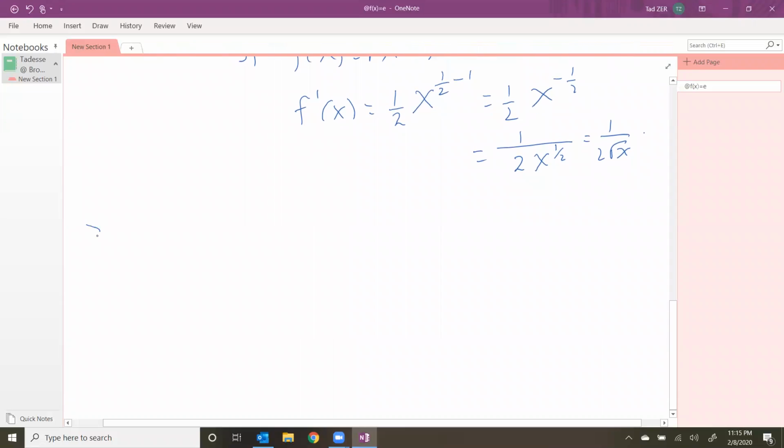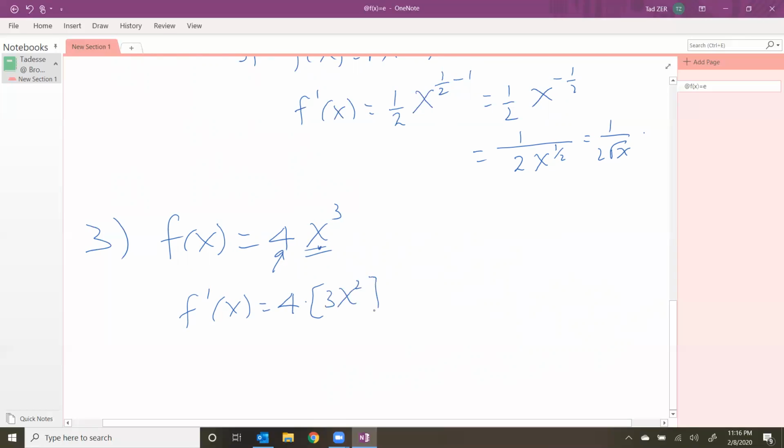The third rule is what we call the constant multiple rule, which says if you have a function, let's say f of x equals 4 times x cubed. Now this 4 is called a coefficient. It's a constant multiple of x cubed. So if you want to find the derivative of that, just keep 4 and then find the derivative of x cubed. What is the derivative of x cubed? 3x squared. So it becomes what?